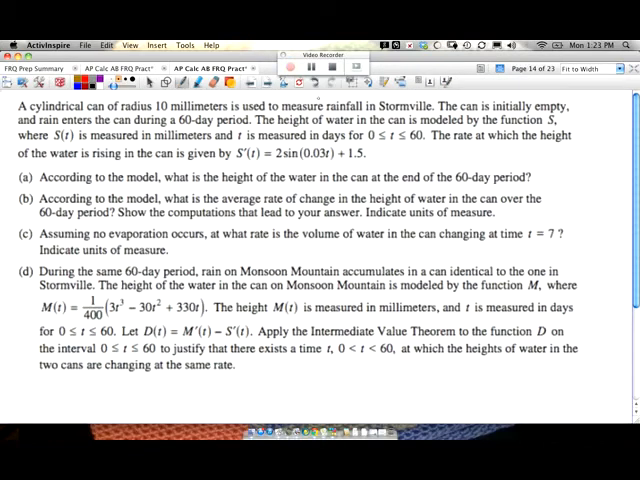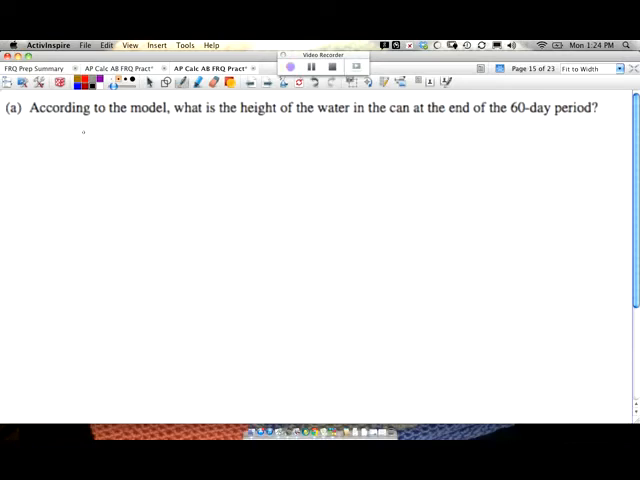A cylindrical can, radius 10 millimeters, used to measure rainfall in Stormville. The can is initially empty and rain enters the can during a 60-day period. It's 10 millimeters for the radius. The height can be modeled by the function S. S of t is in millimeters. And the rate, oh, this is a rate. Notice this. That's a rate: 2 sine of 0.03 t plus 1.5. According to the model, what is the height of the water in the can at the end of the 60-day period? Okay, so this is getting into an accumulated height.